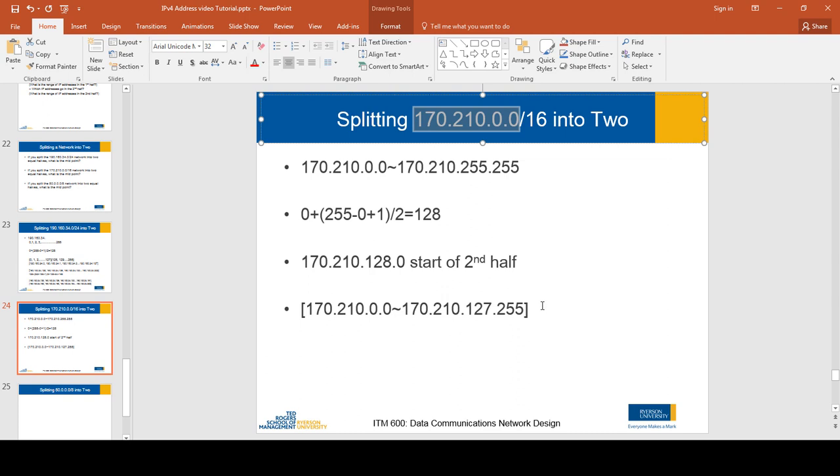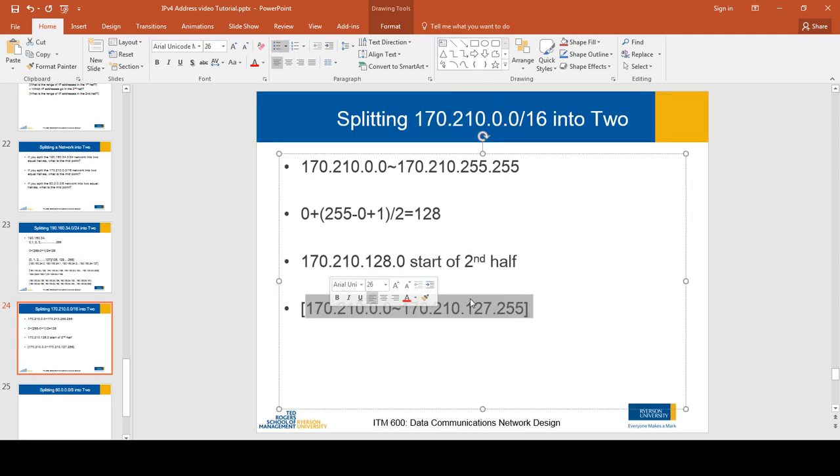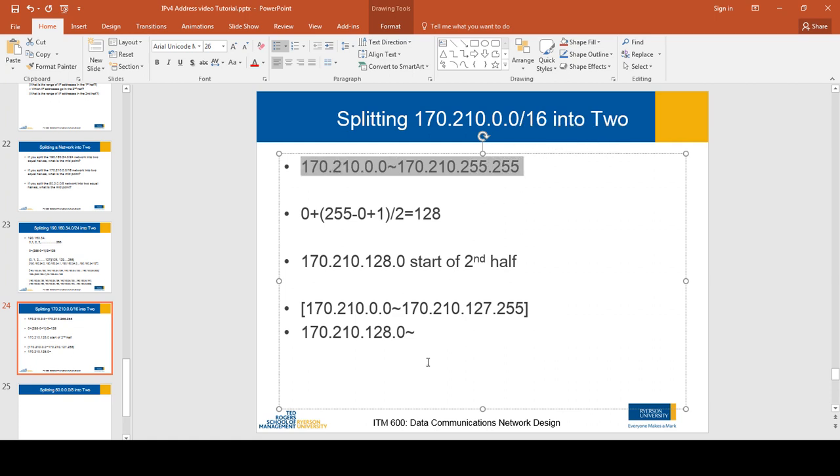So this is the first half. First we got the start of the second half, and then we found out the last IP of the first half. So the second half starts from 170.210.128.0, and the second half ends same as the end of the original, which is 170.210.255.255. Okay.